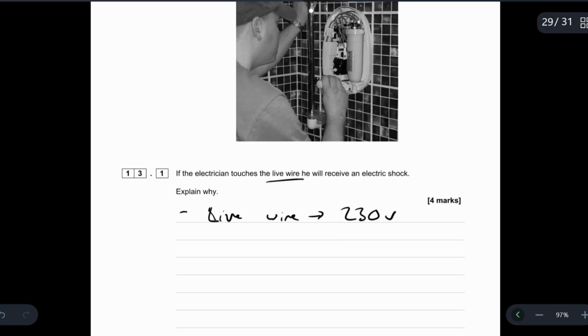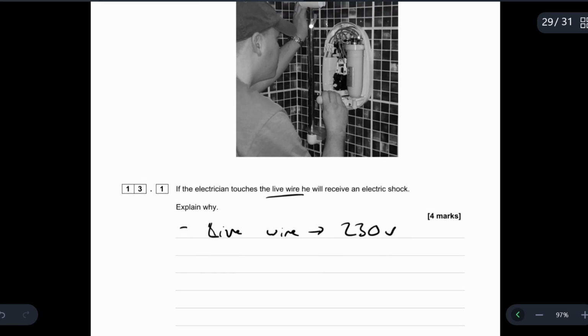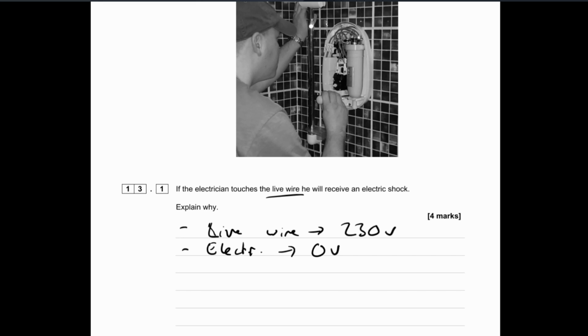And so essentially then we also need to state why there would be an electric shock, because there's going to be a large potential difference between the live wire and the electrician himself. So for the electrician, the potential would be at 0 volts. So if the electrician is at 0 volts and the live wire is at 230 volts, once the electrician touches that live wire, there is going to be a current passing through his body. And the reason for that is there's a large potential difference between the electrician himself and the live wire.